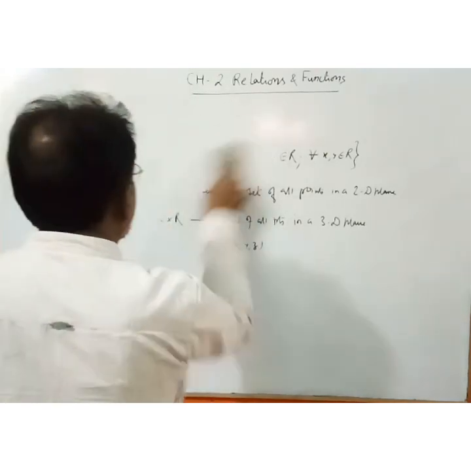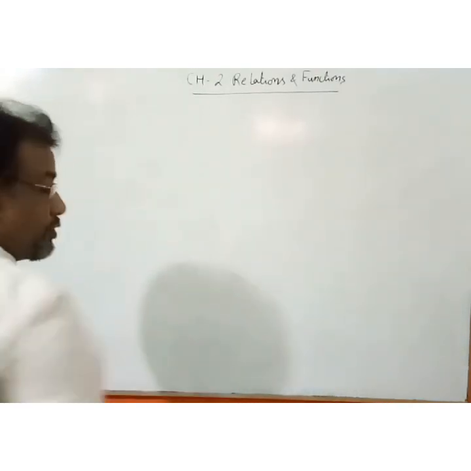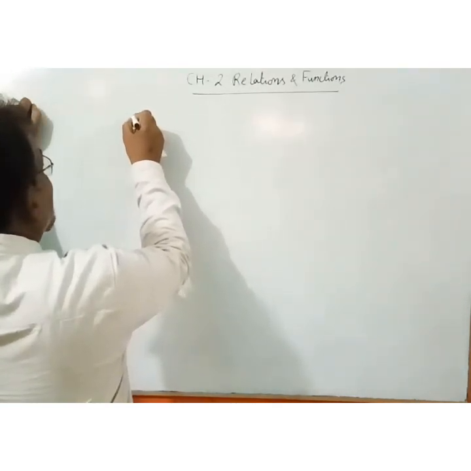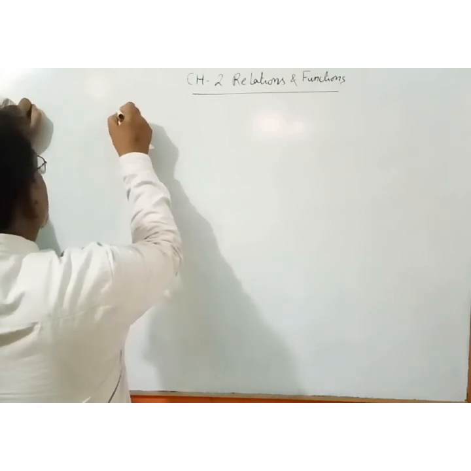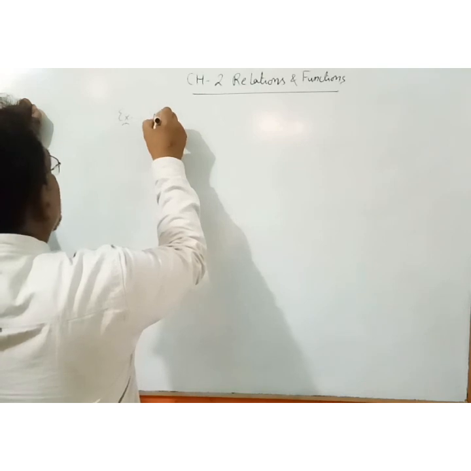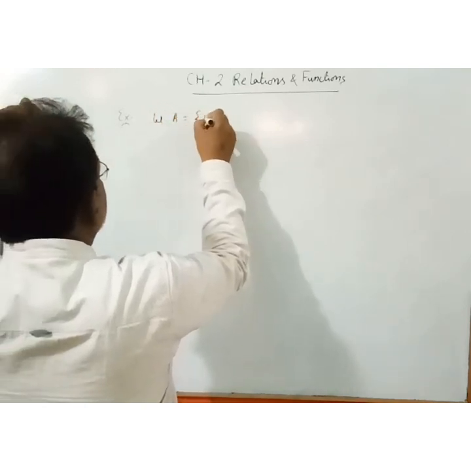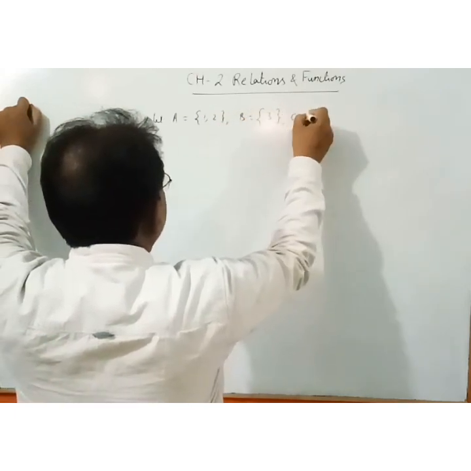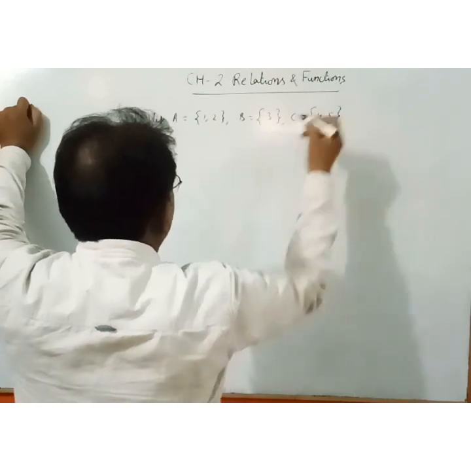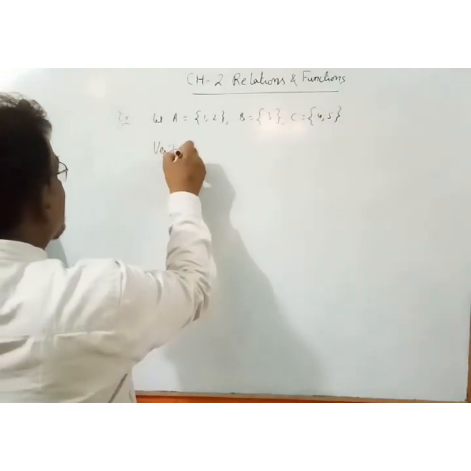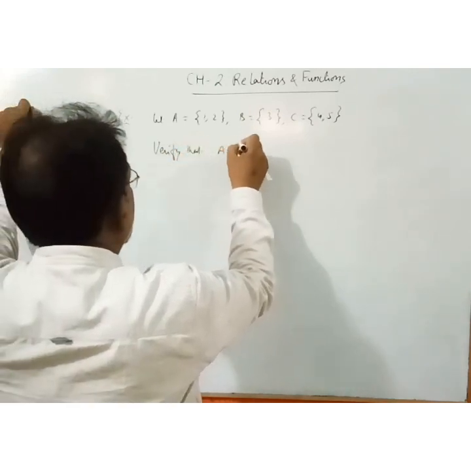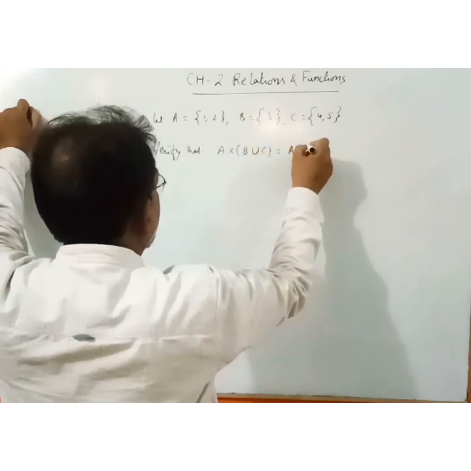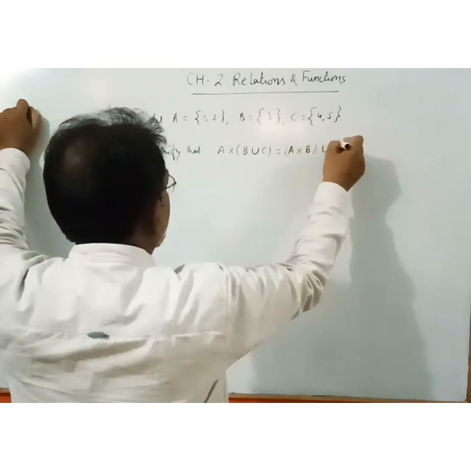छोटी छोटी बातें कार्टेशियन प्रोडक्ट में आपको, चूंकि आपने सेट थ्योरी पढ़ा है, तो इस प्रकार की प्रॉपर्टी एग्जाम्पल आपके सामने आ सकते हैं. जैसे, let A is equal to set of 1, 2, B is equal to set of 3, C is equal to set of 4 and 5. आपसे कहा जा सकता है verify that A cross B union C is equal to A cross B union A cross C.